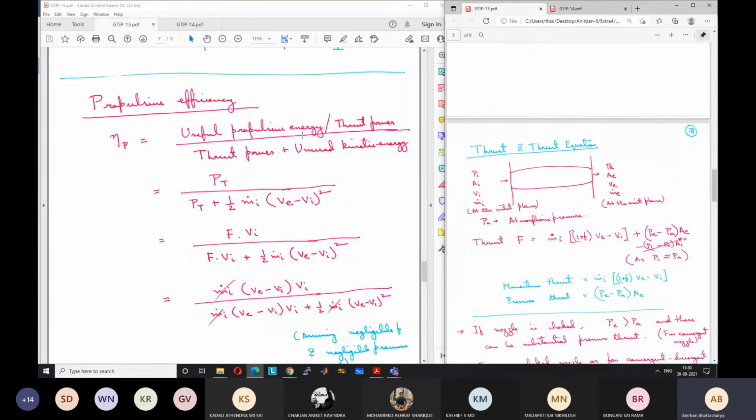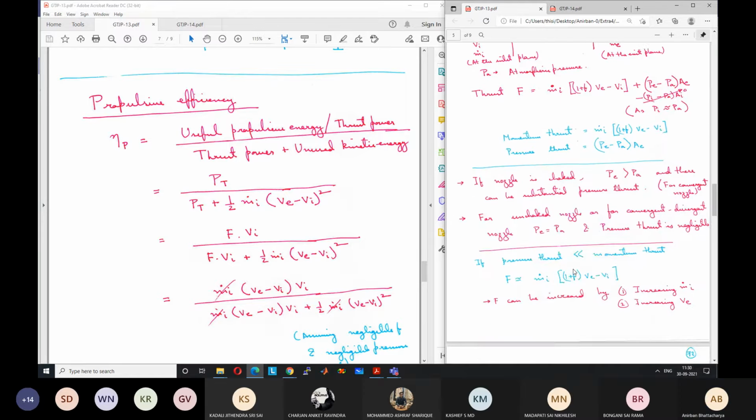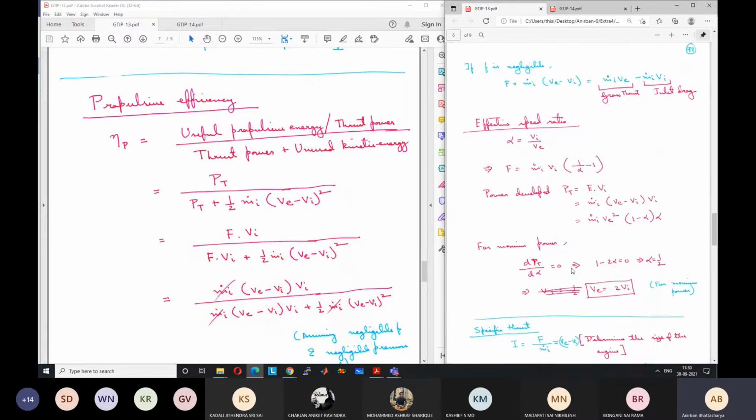This denominator is also equal to the net kinetic energy that is generated by the exhaust gases relative to the engine. We will see that later. We'll revisit this part today again and see this. So this concept should be very clear. Useful energy divided by this useful energy plus unused kinetic energy. So what is the useful energy? This is the power developed for moving the aircraft forward, which we have already calculated, which is PT, which is F into Vi, thrust into velocity.